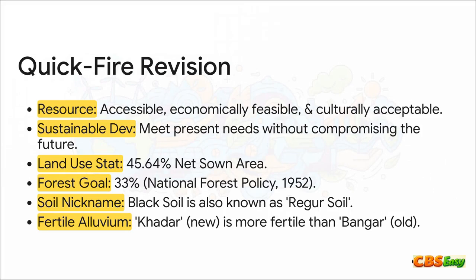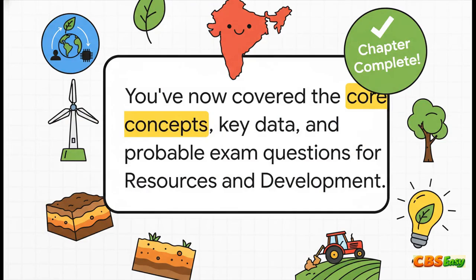Seriously, the 3 conditions for a resource, the definition of sustainable development, the key land use number, that 45.64% net sown area, the forest goal, 33%, the nickname for black soil, Regur, and knowing that new Khadar is more fertile than old Bangar. If you nail these points, you are in fantastic shape. And just like that, you've got the core of this chapter locked down. We've covered the definitions, the processes, the key stats, and the conservation methods. You are good to go.